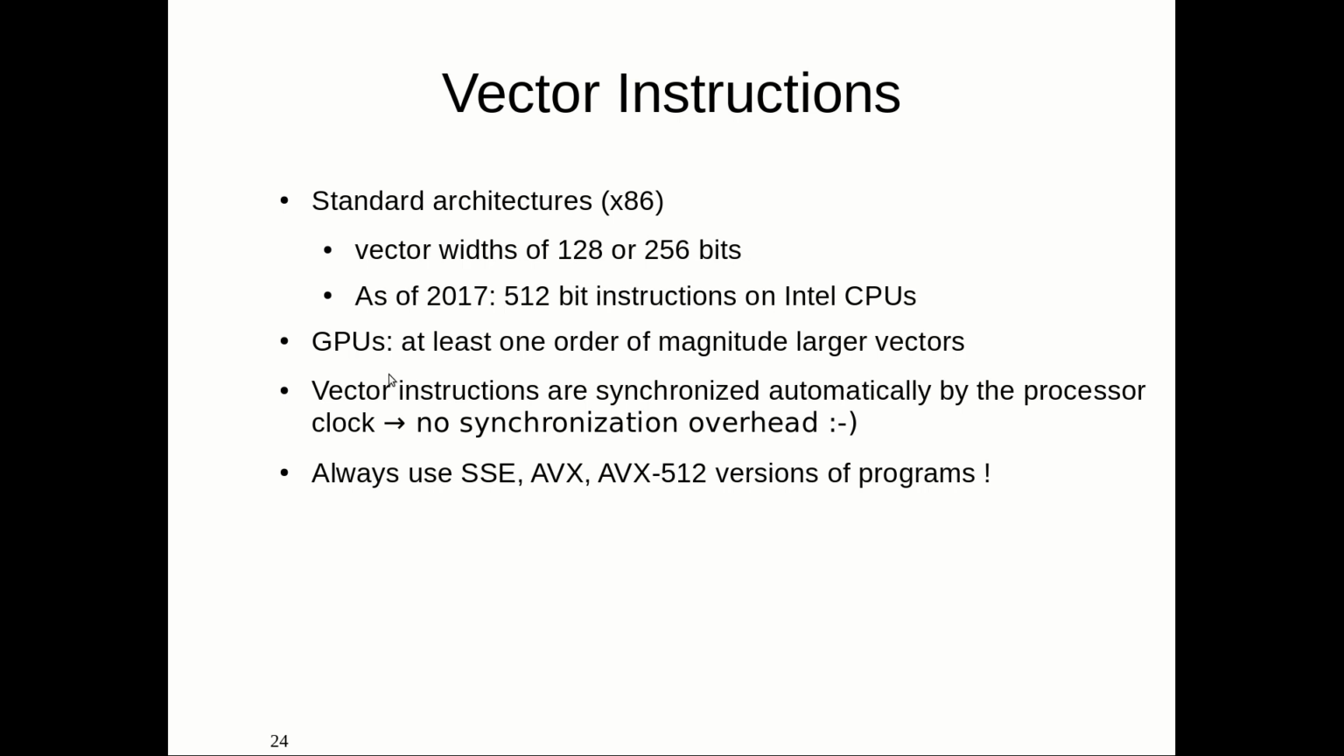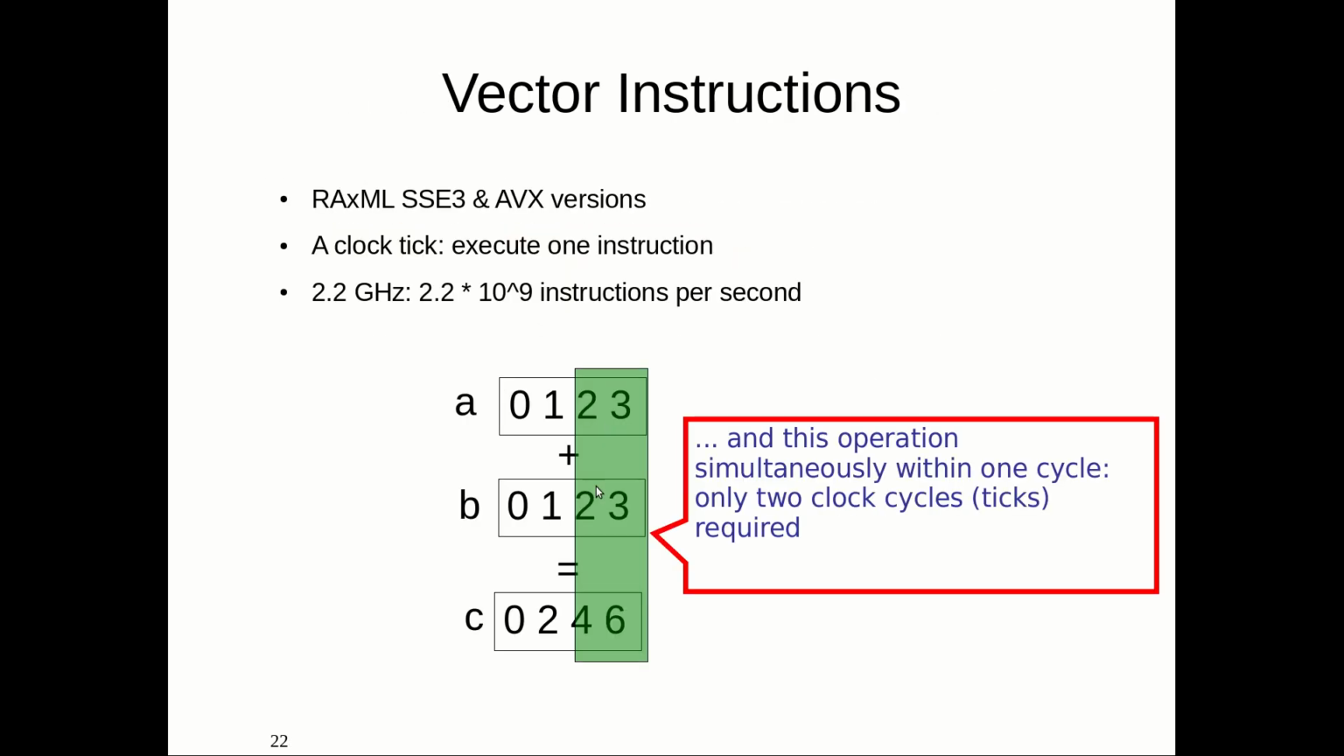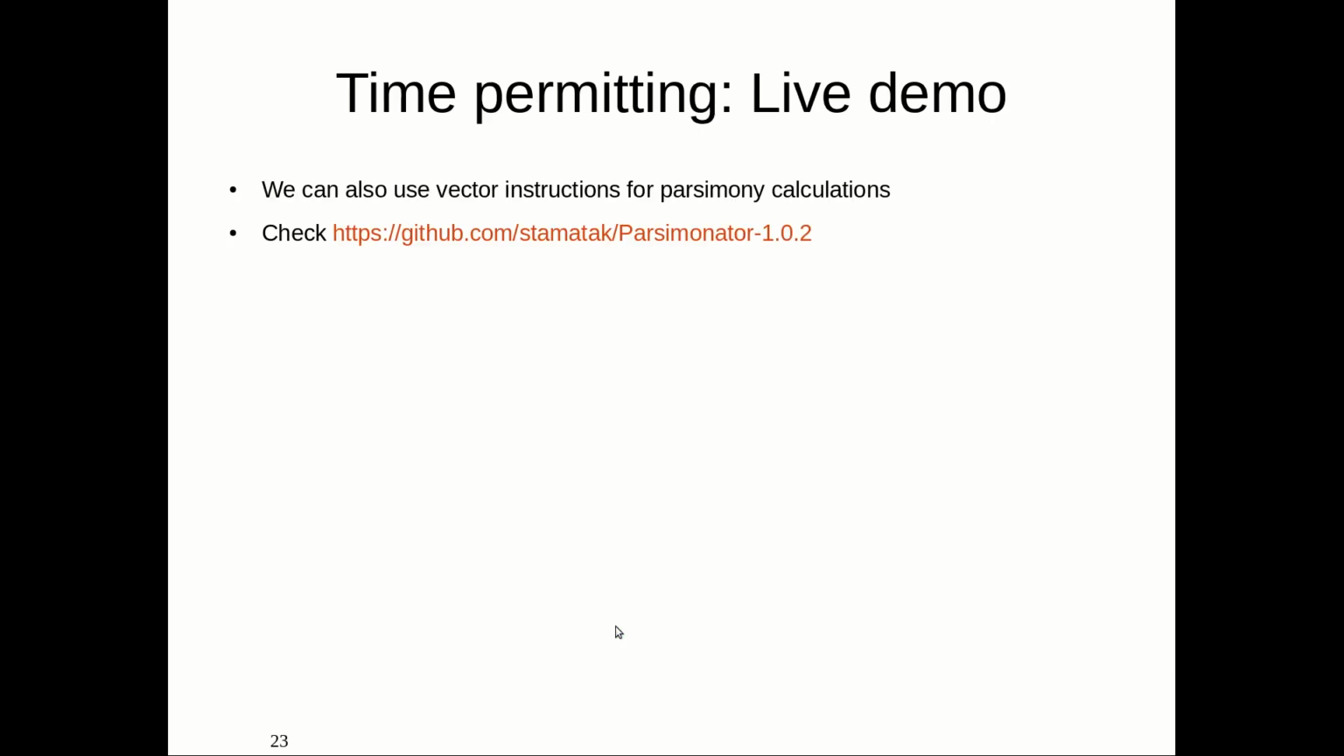One cool thing is that vector instructions are automatically synchronized by the processor clock. So after a clock tick, I know that, as in our example, both parts of the results have been written concurrently. This is just synchronized by the processor clock, so I don't need to think about the validity of the entries.